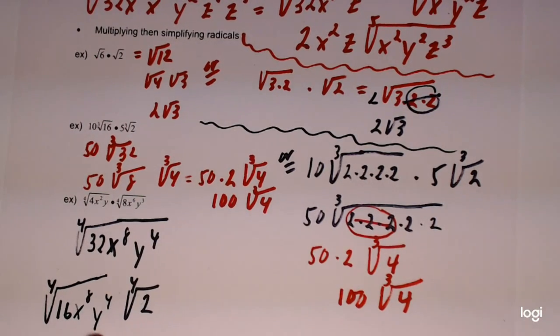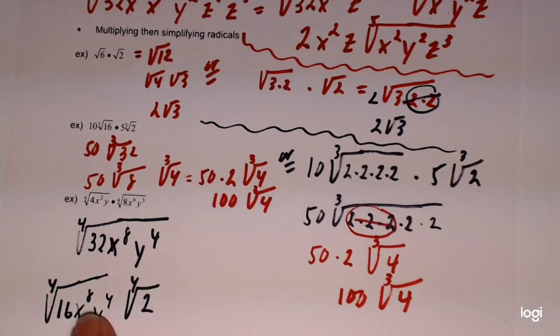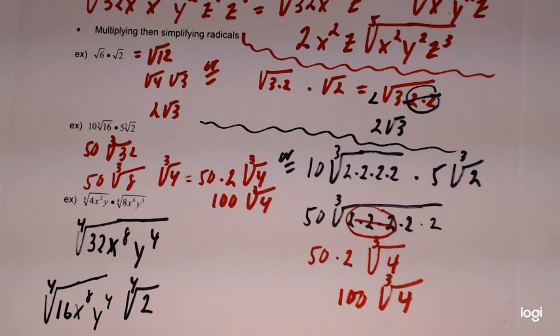Just a heads up, in this particular case, it worked out that after we did the multiplication, the exponents were nicely divisible by our root. It doesn't always work like that. It just happens to be in this example. You might have to do some more work here like we did in previous examples.